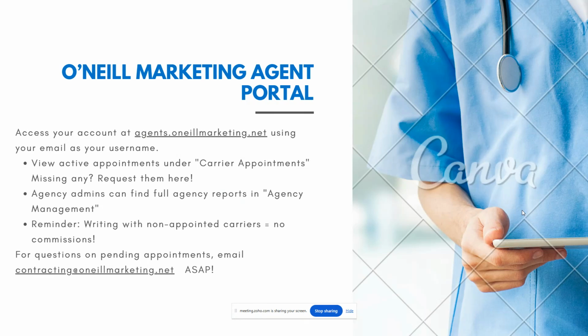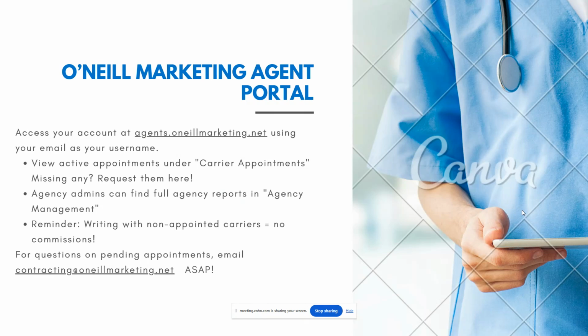You can go into the tab that says Carrier Appointments and see what's missing and what's there. I'm going to show you in just a second. If you are an agency admin, you can also pull reports in the agency management tab. There's a report you can export that shows all of your agents and all of their carrier appointments. It gives you one clear snapshot of where all your agents are and what appointments they may be missing or that are pending. That's a great asset for any agency manager.